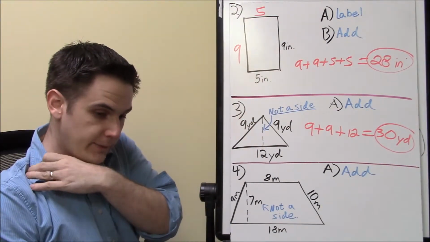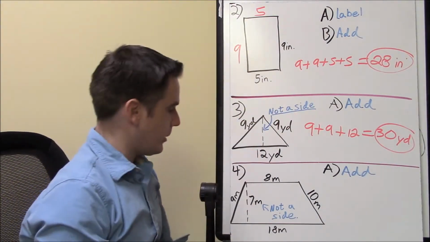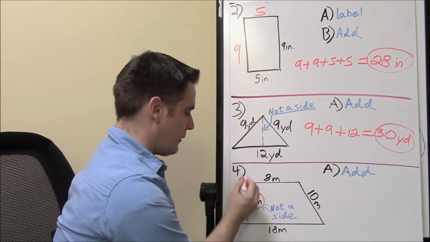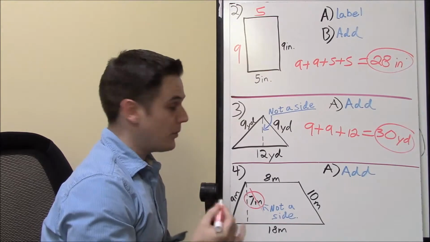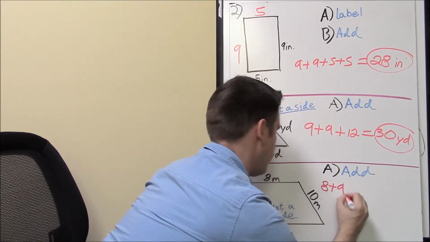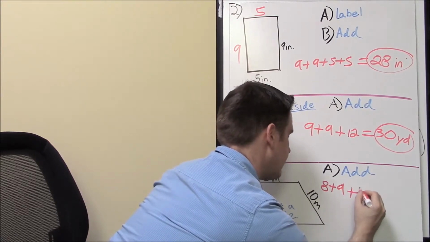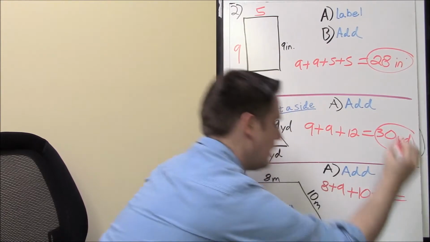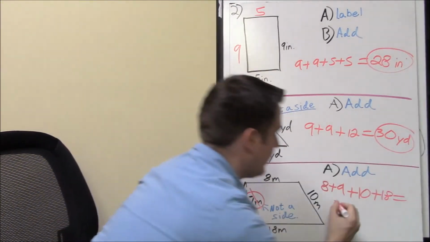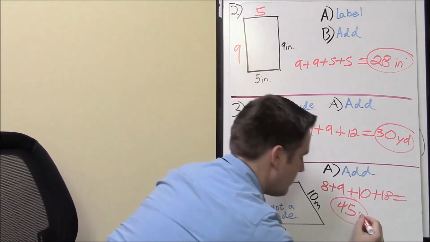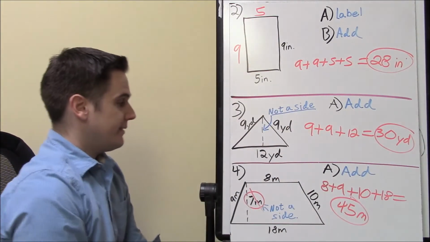And then finally, we have number 4 down at the bottom. Again, they've labeled all of the sides. We do have a useless piece of information. It's not a side, so you don't add it for perimeter. So 8 plus 9 plus 10 plus 18. And your final answer is going to be 45. Oh, sorry, meters. That's it.